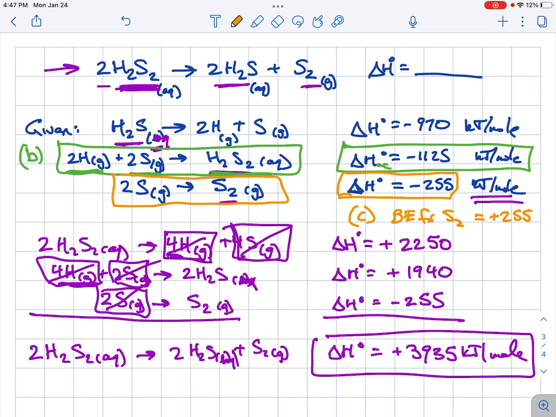And if you go back and check in your table of bond energies, the S to S single bond should be somewhere around this number. Remember, those numbers are averages, so they're not going to be exactly this, but that should be within the vicinity of each other, okay?